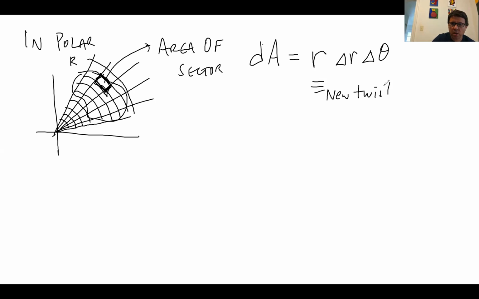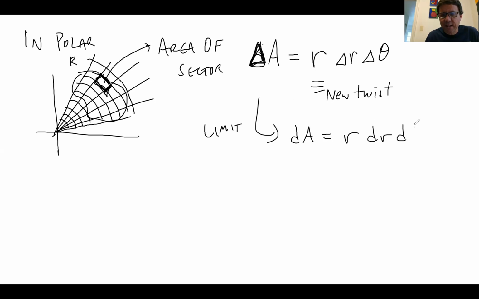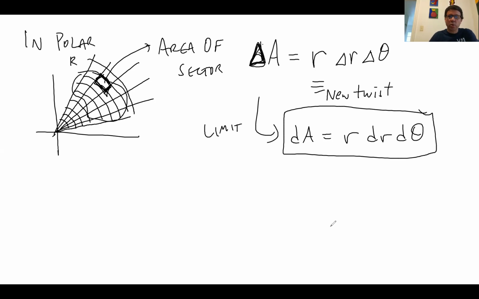twist: the dA includes this extra little piece in it. Really I should write, speed up here, delta A turns out to be this, so then when we take the limit, we get that dA is R dR d theta. And that's the new thing.